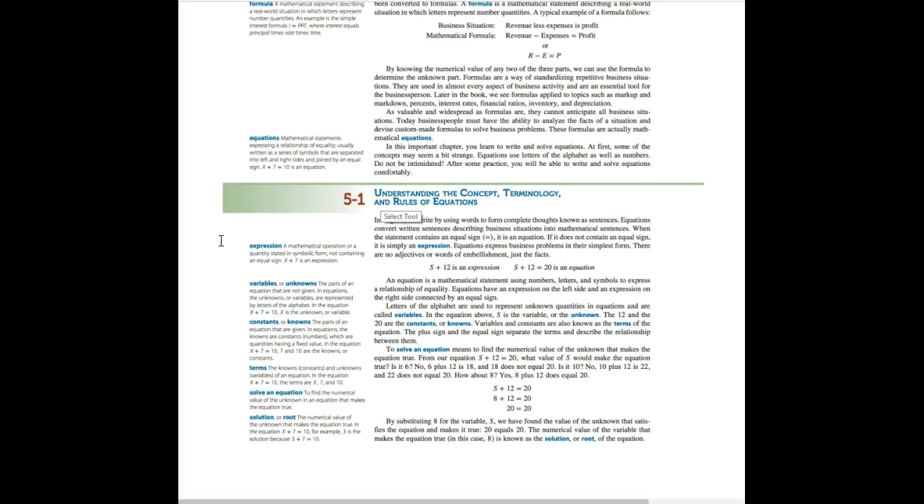Terms are the constants and the variables of an equation. So in the equation in your book, it says x plus 7 equals 10. X, 7, and 10 are our terms. To solve an equation means to find the numerical value of the unknown. And the solution, or the root, is the numerical value.